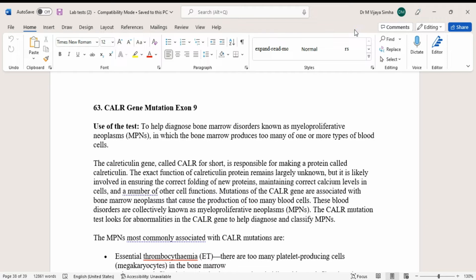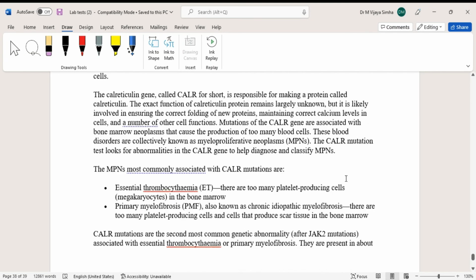Mutations of the CALR gene are associated with bone marrow neoplasms that cause the production of too many blood cells. These blood disorders are collectively known as myeloproliferative neoplasms. The CALR mutation test looks for abnormalities in the CALR gene to help diagnose and classify MPN.